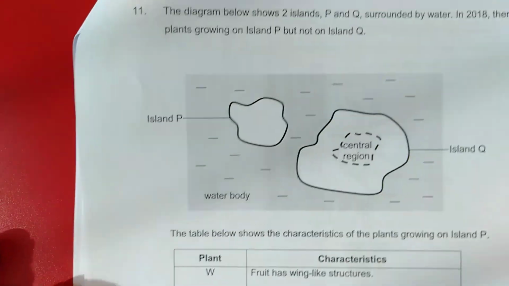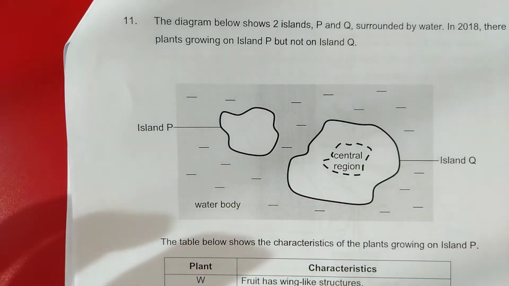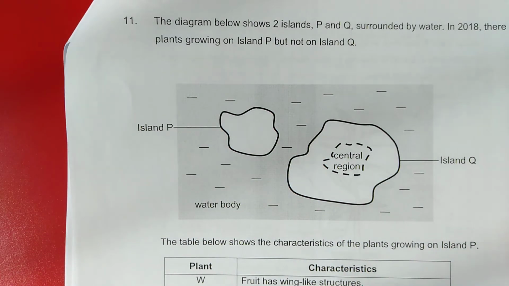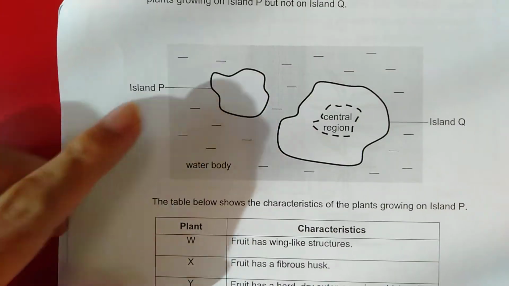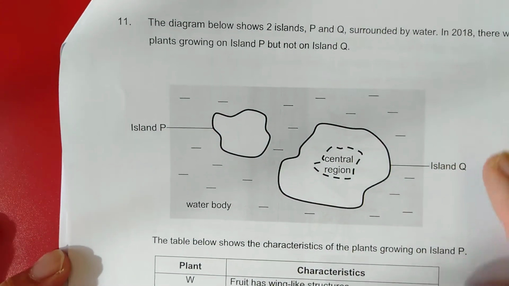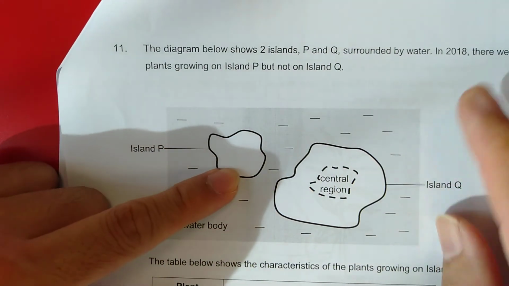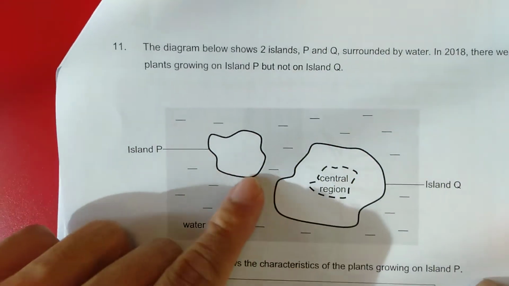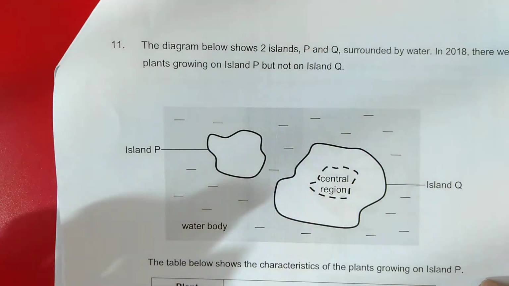Question 11. The following shows 2 islands, P and Q, surrounded by water. In 2018, there were some plants growing on island P, but not on island Q. This is a replica of a former PSLE question on seed dispersal. Now, the table shows the characteristics of the plants growing on island P. There's water stopping them from going over. We're not sure how wide this water body is, but there is something that probably prevents animals from swimming over or something.